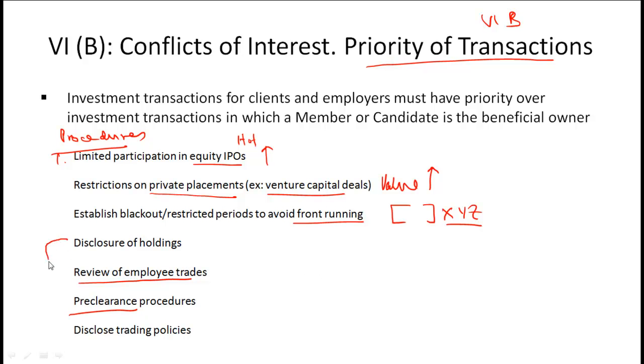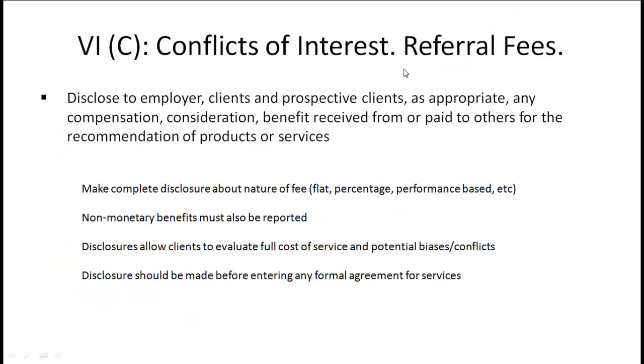Pre-clearance procedures, this ties with disclosure of holdings. If the firm has any pre-clearance procedures in place, this essentially describes the sort of procedures an employee must go through before he can buy and sell shares of companies in which the company might deal in. And finally, upon request, you must fully disclose to investors your firm's trading policies regarding personal investments. And finally, standard 6C, referral fees. Disclose to employer, clients and prospective clients as appropriate any compensation, consideration, or benefit received from or paid to others for the recommendation of products or services.